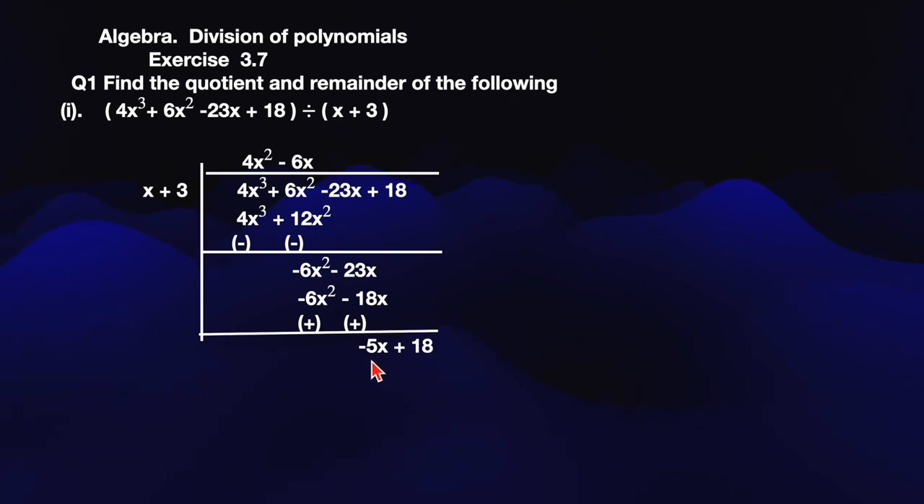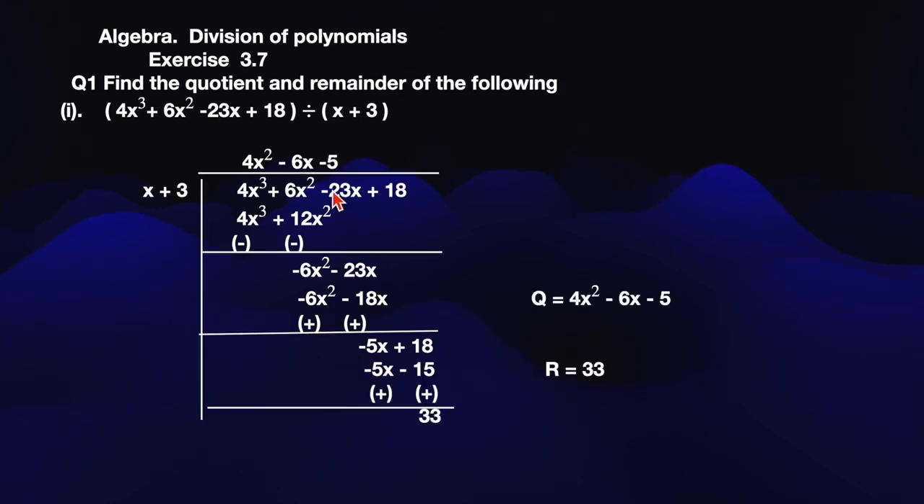18 plus 18. Okay. Now minus 5x divided by x is minus 5. So write it down like this. Minus 5. Now multiply. Minus 5 into x plus 3. You get minus 5x minus 15. 3 5s are 15. Again this is minus 5x, this is minus 5x. So I am going to change the sign. Plus 5x. This minus also will become plus. When we add this, it becomes 0. 18 plus 15 is 33. Okay, no more terms to bring down. So 33 is the remainder and the quotient is 4x square minus 6x minus 5.